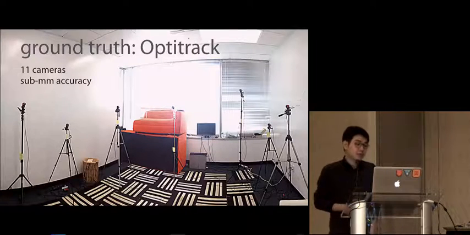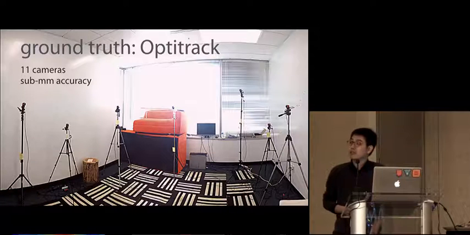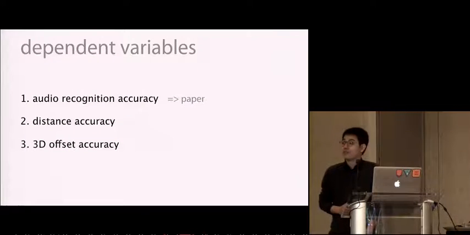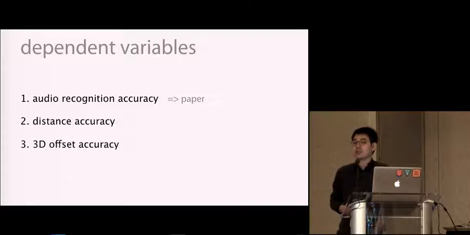We use the OptiTrack to get the baseline, which is our ground truth data, and we use 11 cameras to get sub-millimeter accuracy. We want to evaluate 3 problems: how well the audio recognition is, how well the distance prediction is, and how well the 3D offset prediction is.